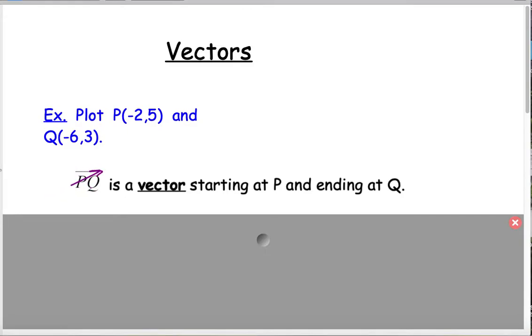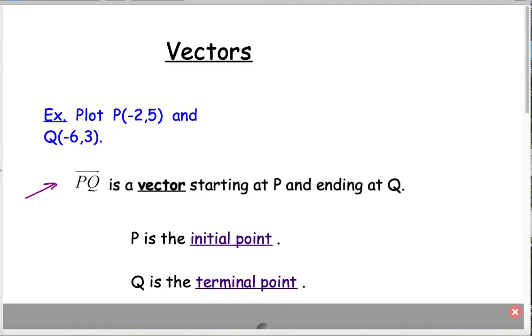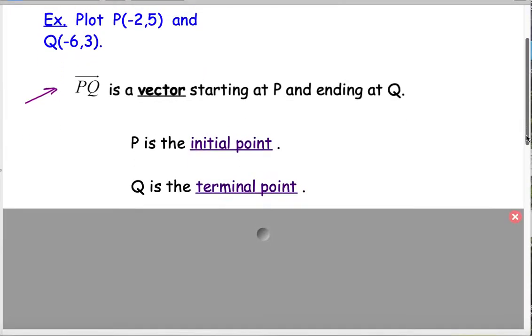The arrow above always goes to the right. It doesn't matter where it's going in the picture. What I don't want you to think of is geometry, when this notation represented a ray. A ray has infinite length because it goes on forever and ever. So this is not a ray, it's a vector. It starts at P and it ends at Q. We refer to P as the initial point and Q as the terminal point. Just some terminology with vectors.